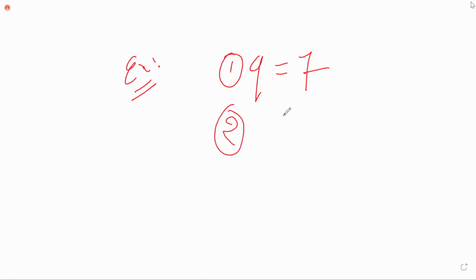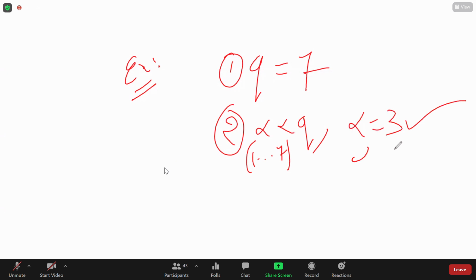So alpha is less than Q and alpha value lies between 1 to 7. So here the possible values of primitive roots for Q equals 7 are 3 and 5. Okay, so if alpha is equal to 3, it satisfies, and for alpha equal to 5 also, it satisfies. So the sender and receiver can choose either 3 or 5.